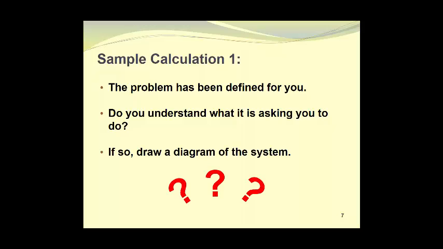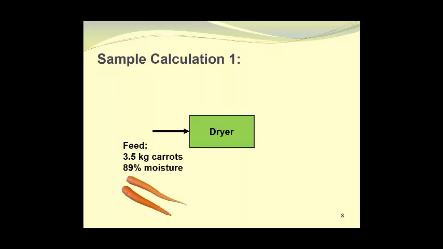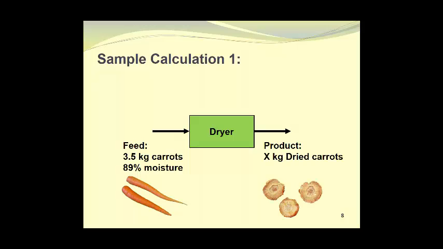If so, you can begin by drawing a diagram of the system. Here is a rectangle representing the dryer. Going into the dryer, we have the feed material, which consists of 3.5 kilograms of carrot slices with a moisture content of 89%. Coming out of the dryer, we have dried carrot slices with an unknown weight that we will designate as being X kilograms and 10% wet basis moisture. We also have water being removed. However, we do not know the amount of water, so we will let this be equal to Y kilograms.